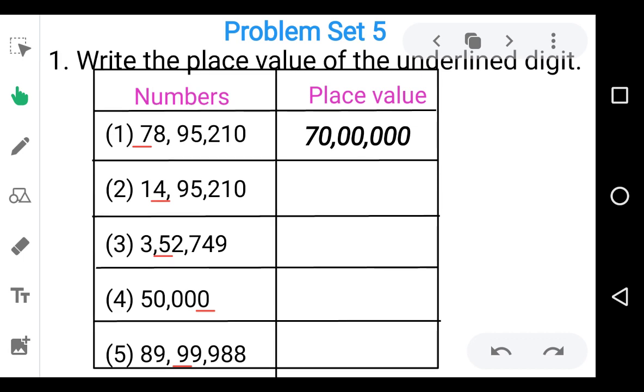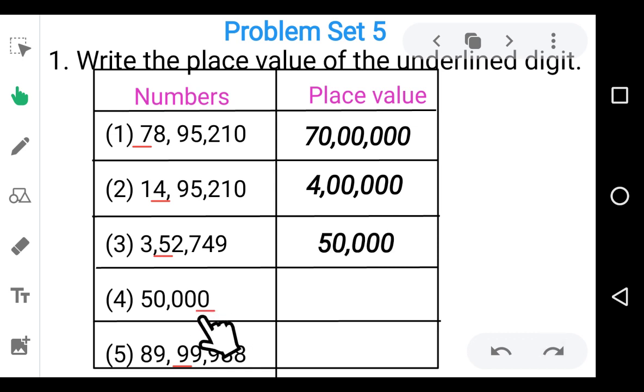Now see the second. Here 4 is underlined. So which place is 4? Unit, 10, 100, 1,000, 10,000 and lakh. 4 is at lakh place. So its place value is 4 lakh. Then see the next one. Next, 5 is underlined. Which place is 5? Unit, 10, 100, 1000, 10,000. 5 is at 10,000 place. Its place value is 50,000.